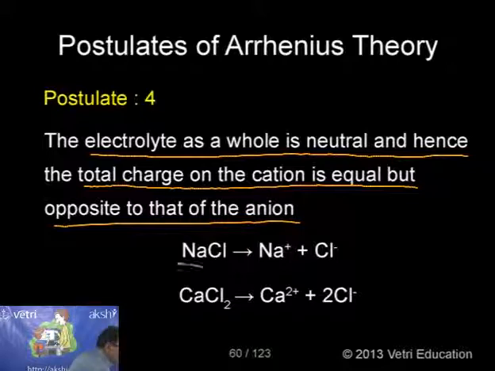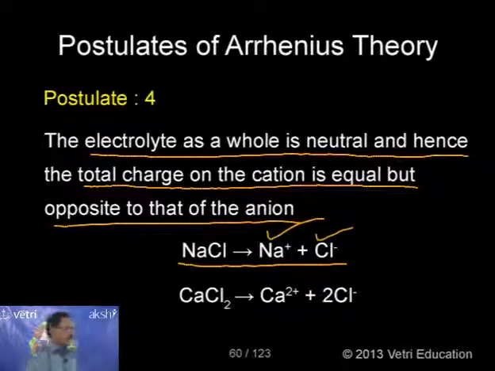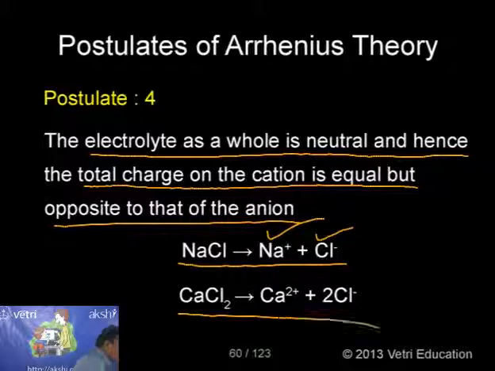So, for example, sodium chloride, a strong electrolyte, is a salt of a strong acid HCl and a strong base sodium hydroxide. On ionization, it gives Na+ and Cl-. The interesting information: one positive and one negative charge, equal. Take another salt, calcium chloride; on ionization, it gives Ca2+ and 2Cl-. So the total positive charge is 2+ and the total negative charge is 2-.